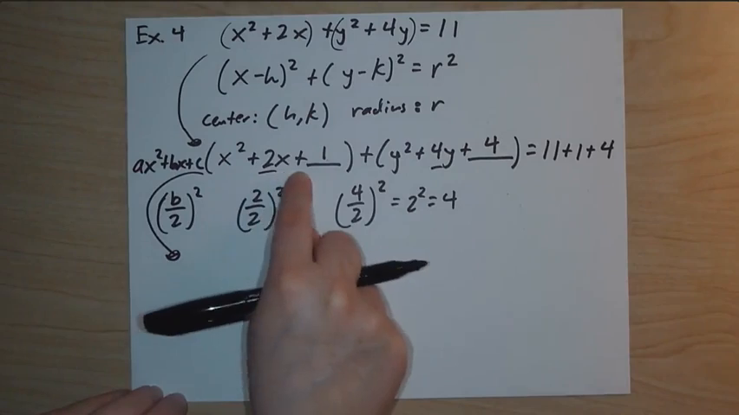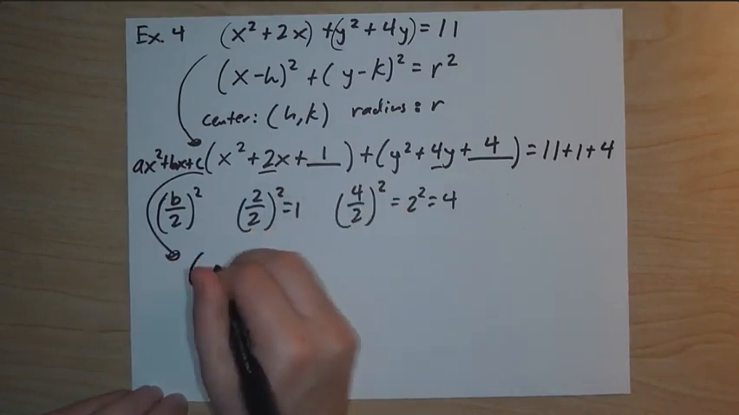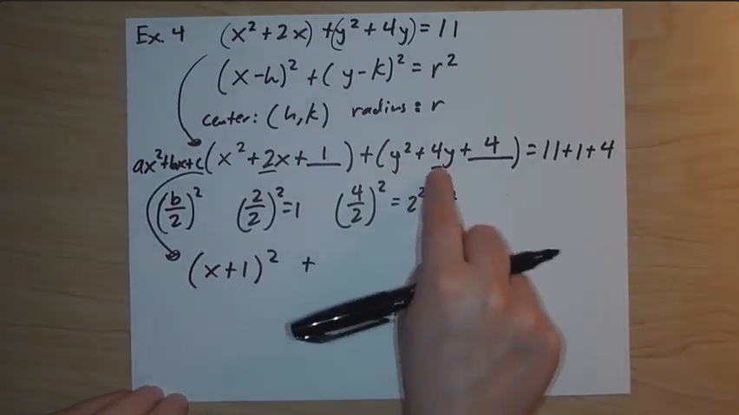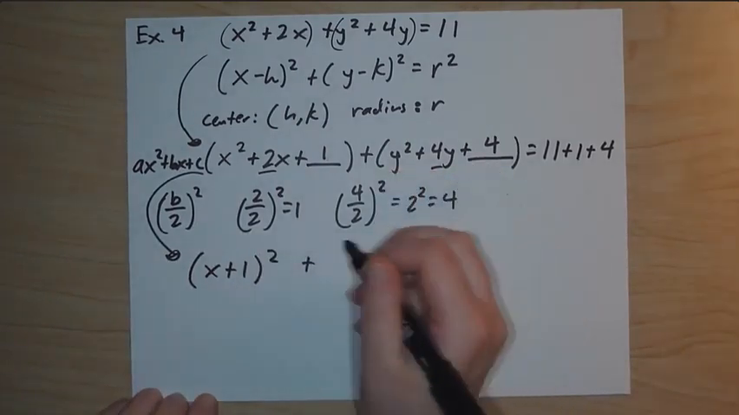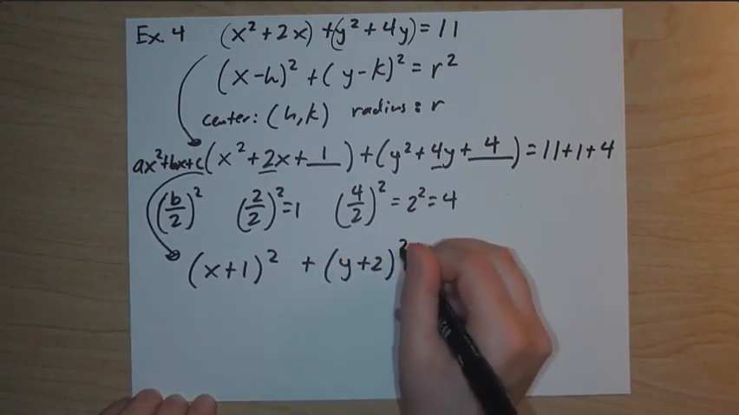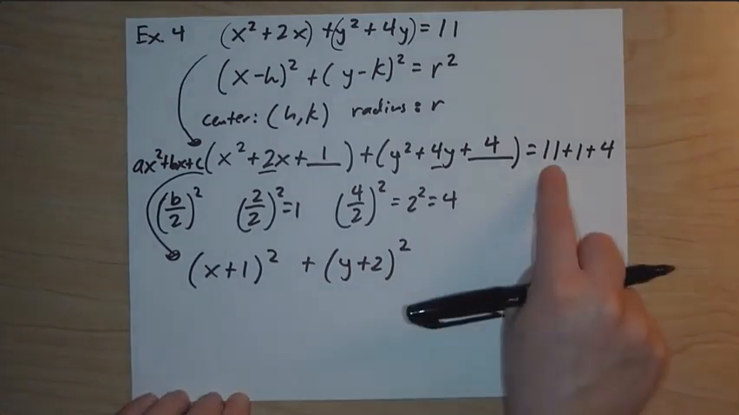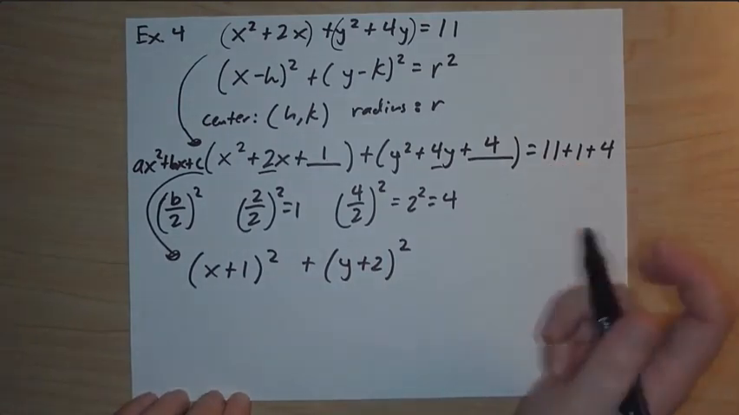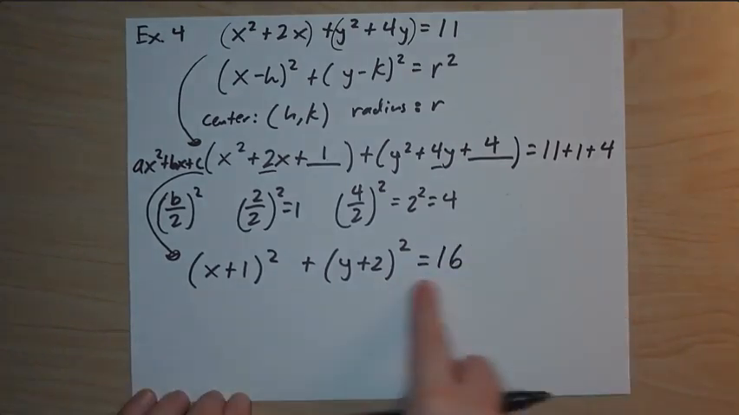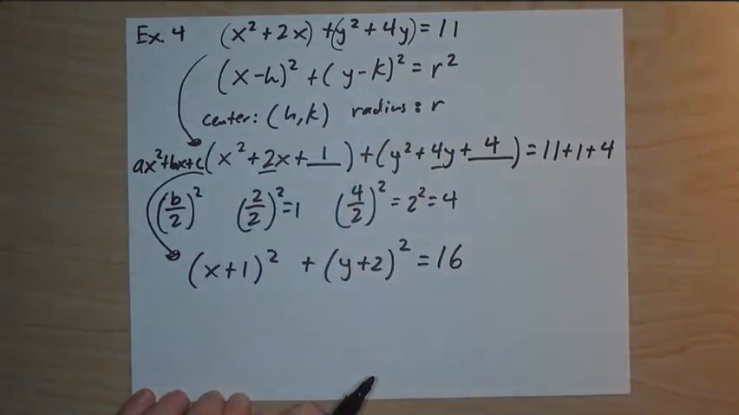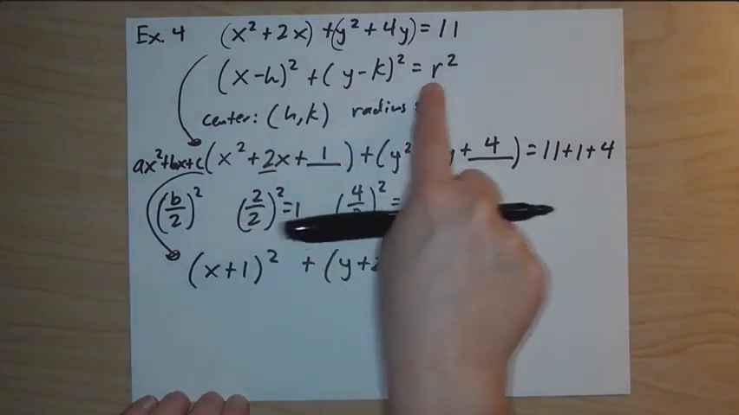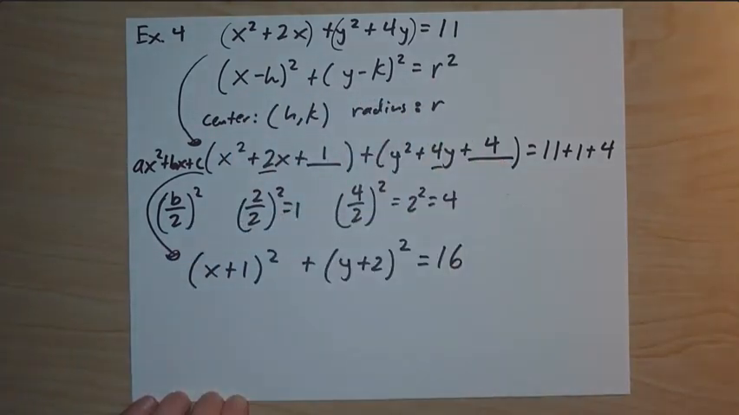So factoring x squared plus 2x plus 1, this is (x plus 1) squared. And factoring y squared plus 4y plus 4, this is the same thing as (y plus 2) squared. And then adding up 11 plus 1 plus 4, this is going to give us 16. So it's looking more and more like our center-radius form. The only thing left to do is to rewrite it with our minuses and then our 16 as something squared.